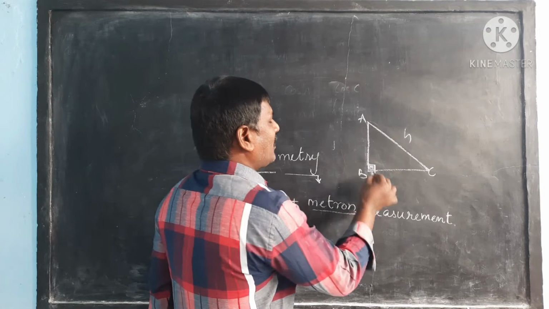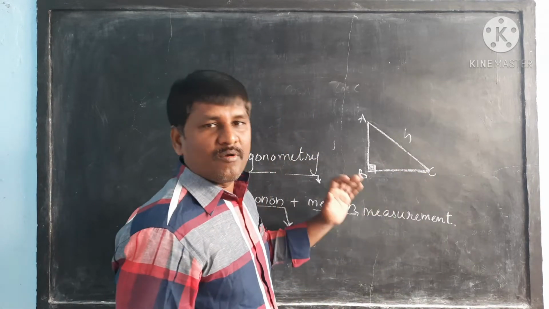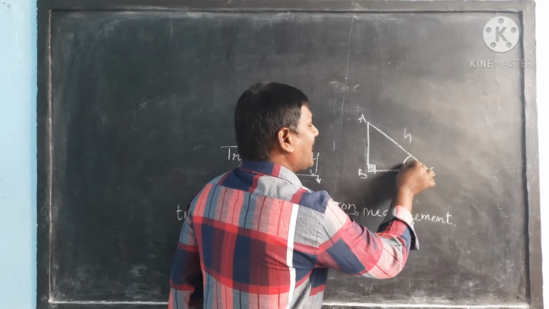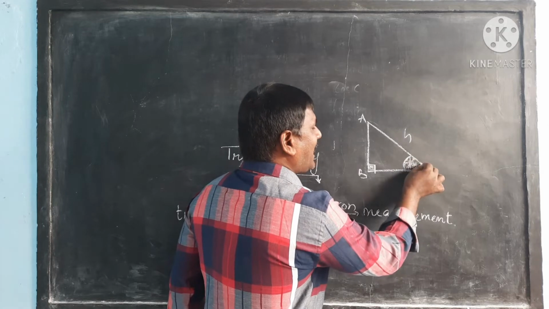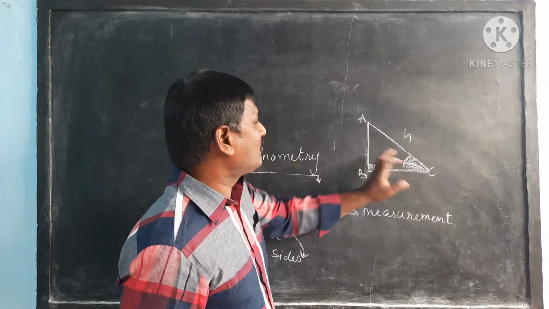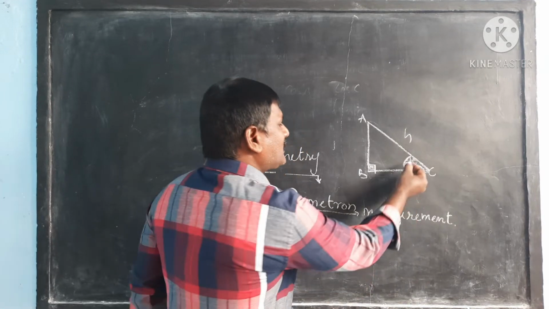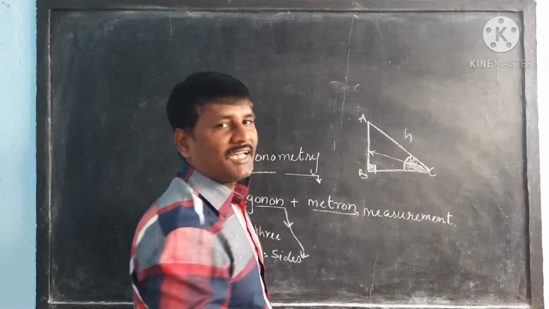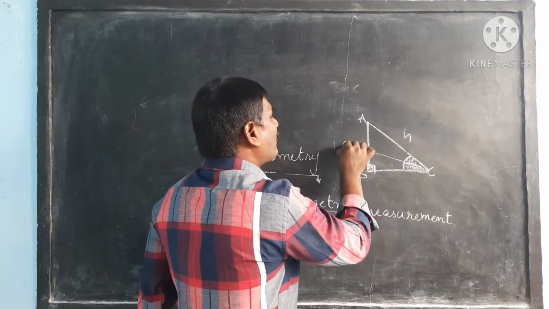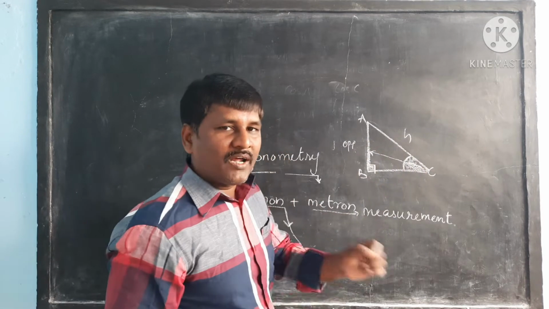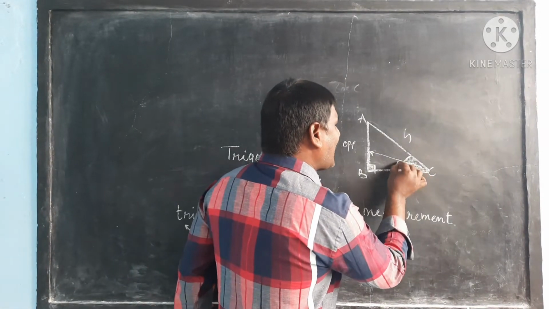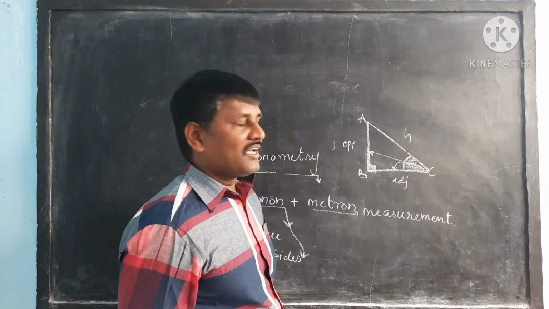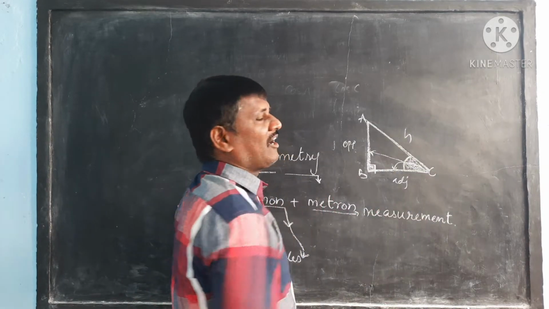Now, for the other two sides AB and BC, we have to make a relationship with the other angles. Let us consider angle C. What is the relationship between angle C and the other sides of the triangle? AB is the side opposite to angle C. BC is the side adjacent to angle C. And AC is the hypotenuse.